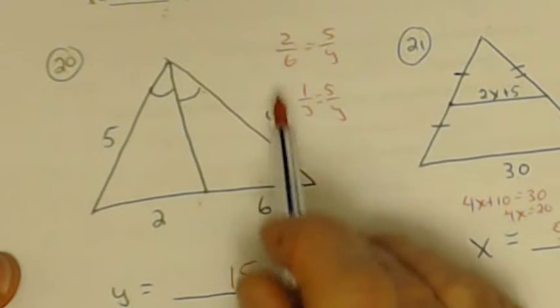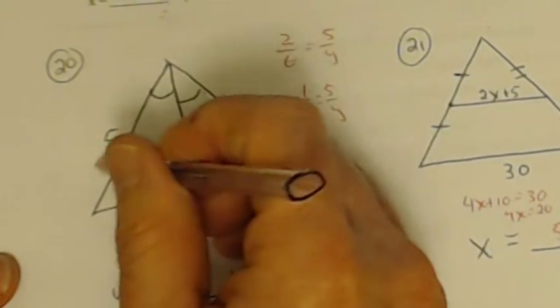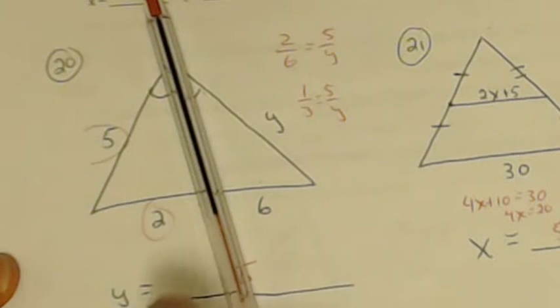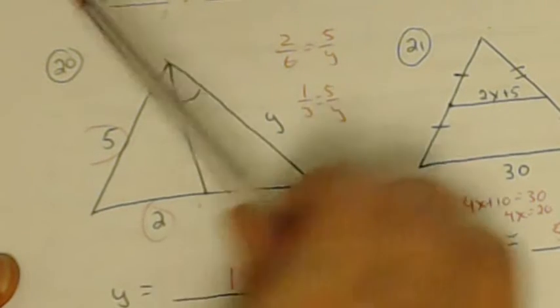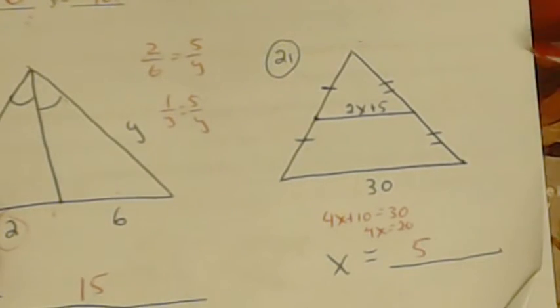The reason we start the first fraction with 2 over 6 is that 2 is on the same side of the angle bisector, where my pen is laying, as 5 is. Since 2 starts the first fraction, 5 will start the second.